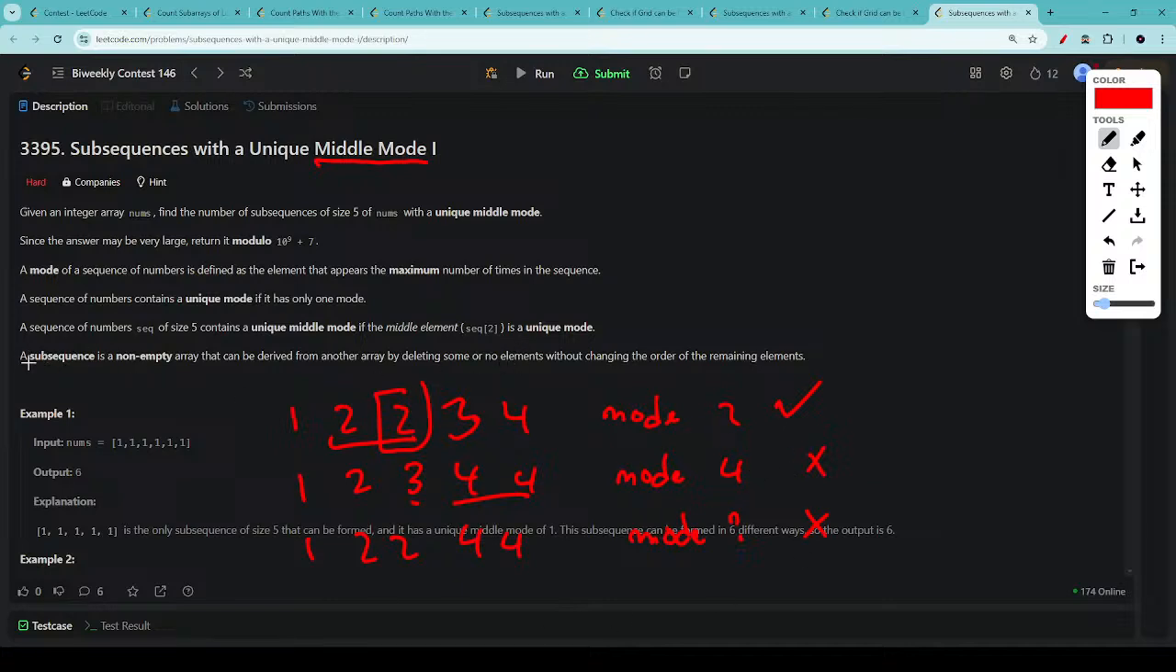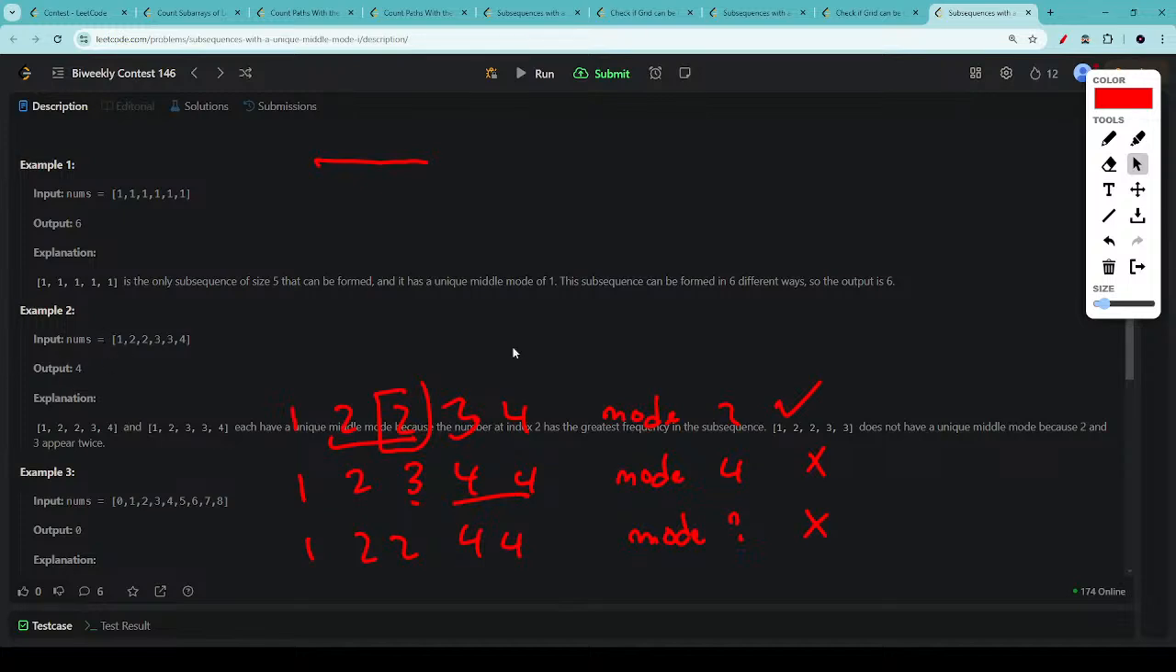It's looking for a subsequence. Subsequence is different from subarray. With a subsequence you can pick any number from anywhere, you just cannot rearrange them. So for instance, in this case, 1, 2, 2, 3, 3, 4. So 1, 2, 2, 3, 4. You can jump. You don't have to be contiguous. And 1, 2, 3, 3, 4 are both subsequences with unique middle modes. You can skip elements. You don't have to pick 5 contiguous numbers. Okay.